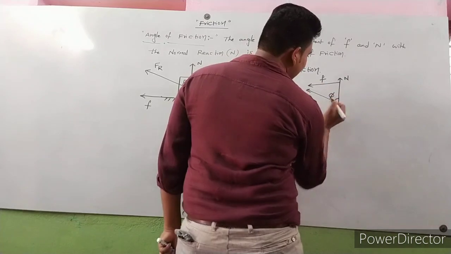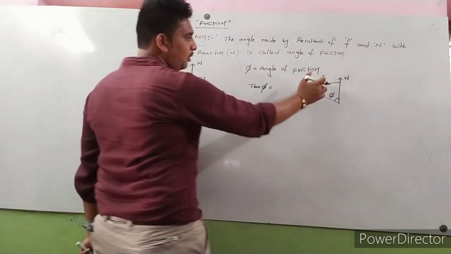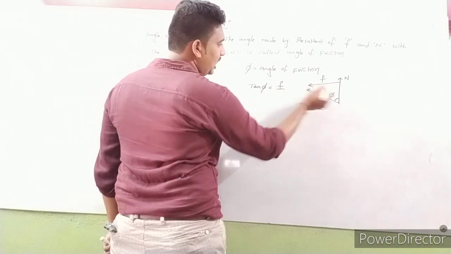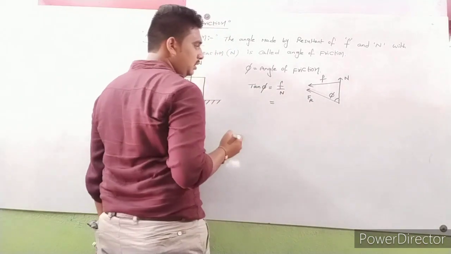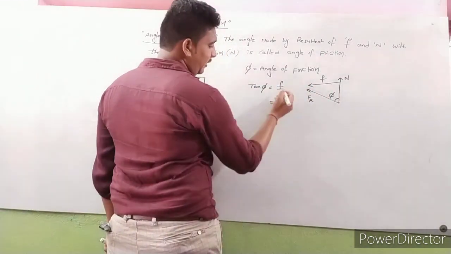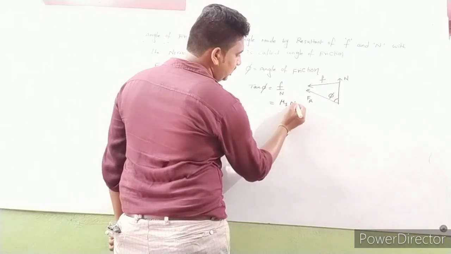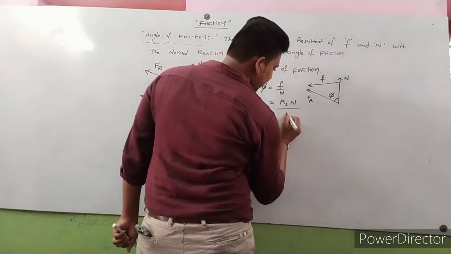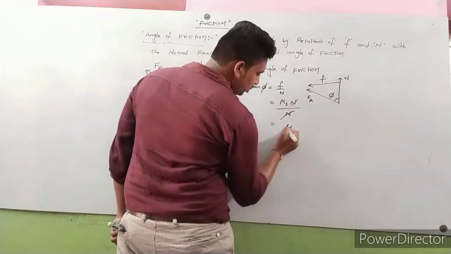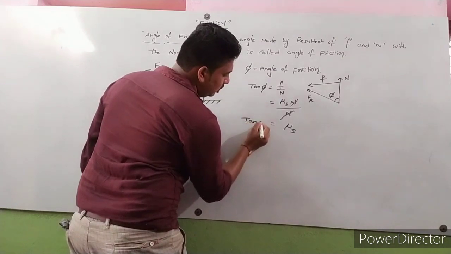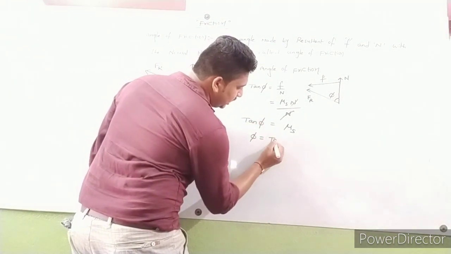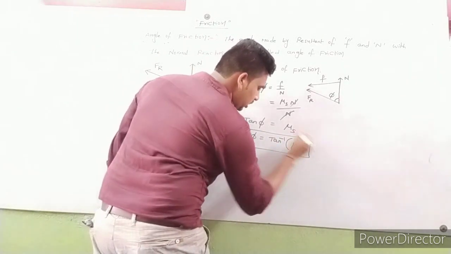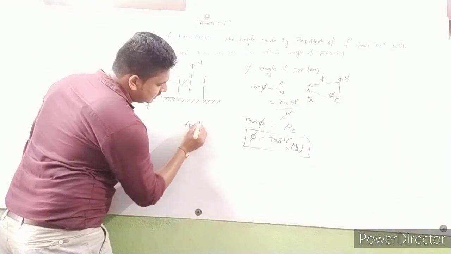Here is angle φ. From this, tan φ is equal to opposite side by adjacent side, that is F by N. F is equal to μs into N. Already we know the frictional force formula, μs into N by N. Here N is going to be cancelled, so tan φ is equal to μs. φ is equal to tan inverse of μs. That is the angle of friction.